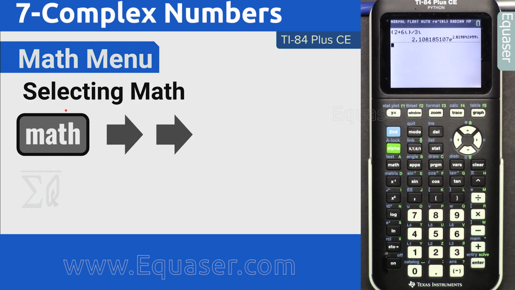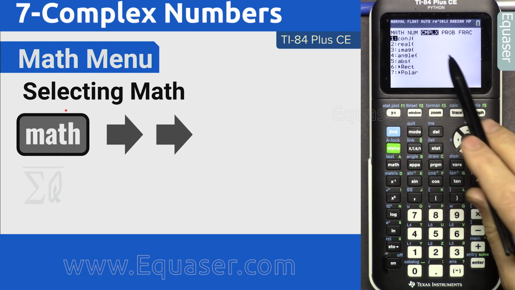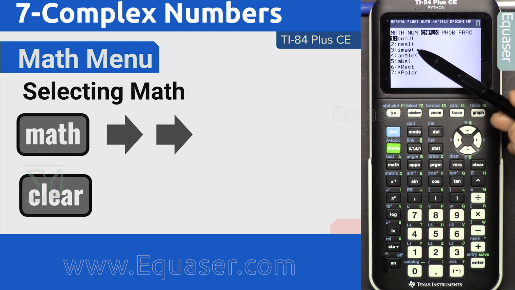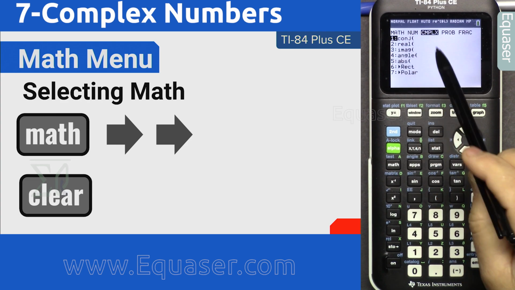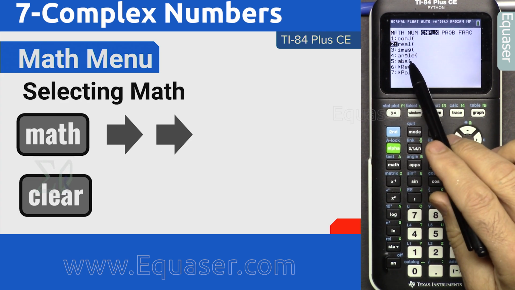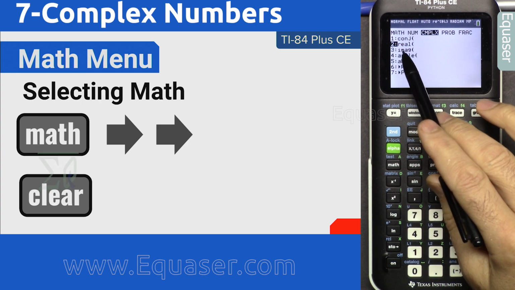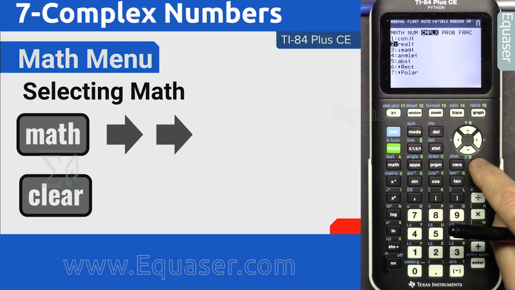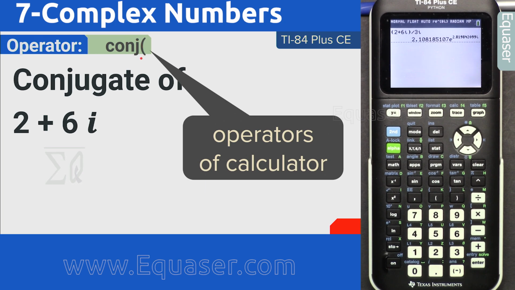Now if we go to math and then scroll twice to the right, we see some operators with shortcuts. So we can select with the arrow, go up and down, or we can press the corresponding shortcuts on the keyboard to go to that operator. Let's press clear. I'm going to explain it one by one, and the operators will be displayed at the top of the page. So now we are using conjugate.